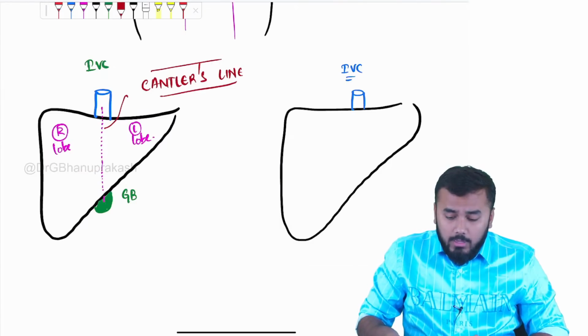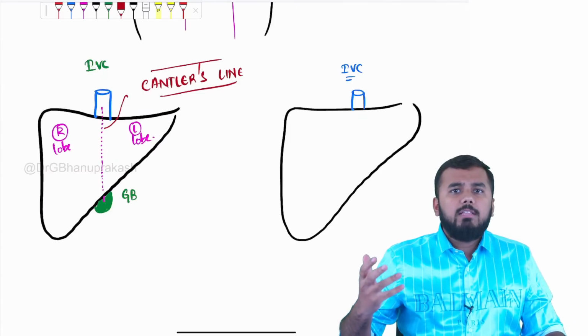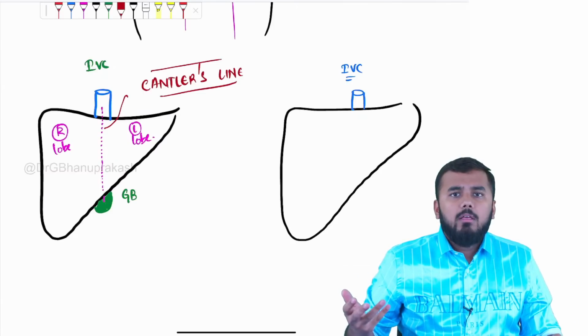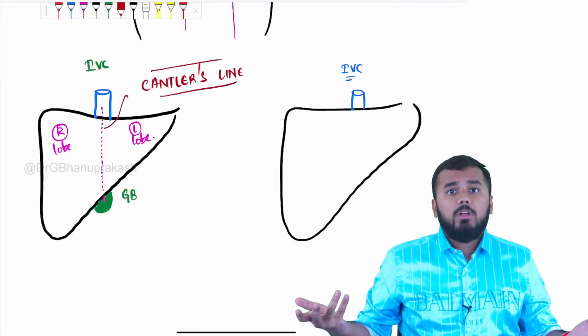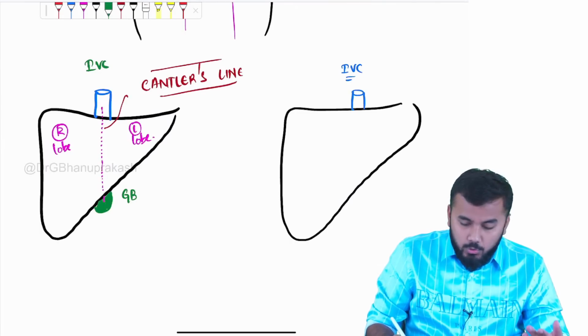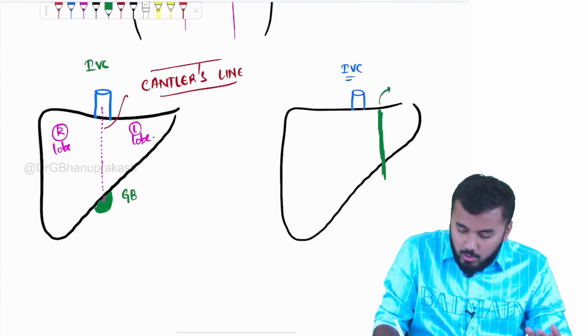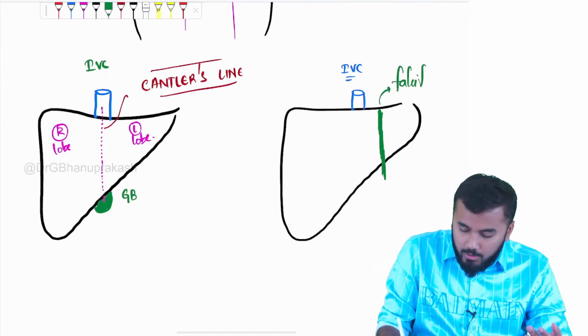Okay. But if an anatomist will come and ask me, how are you dividing the liver based upon the anatomy? What is the anatomical division of the liver? Anatomically, you have got a very long ligament hanging down like this, right? Now this ligament is called as falciform ligament.